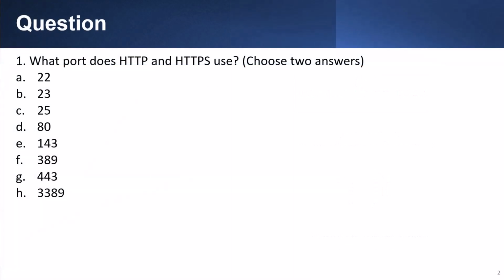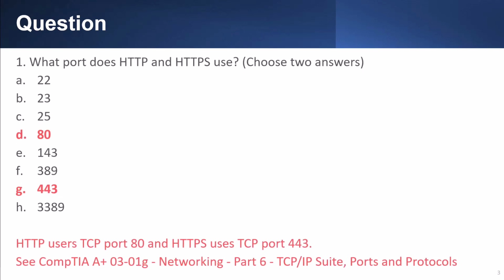Question 1. What port does HTTP and HTTPS use? Choose two answers. Answer: 80 and 443. HTTP uses TCP port 80 and HTTPS uses TCP port 443.